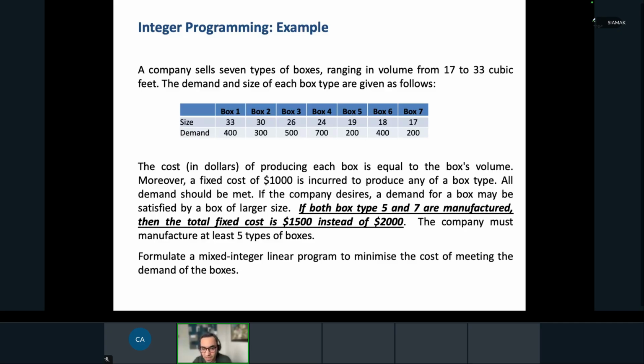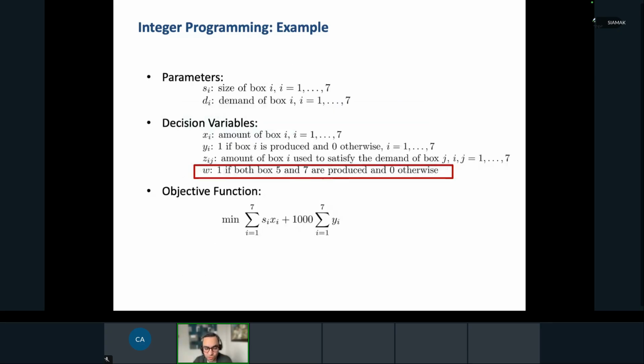That's why we introduce this new decision variable, W, and W is equal to 1 when both of them are produced. If both of these boxes are produced, essentially Y5 and Y7 are equal to 1, and the total cost becomes 1,000 plus 1,000, which is 2,000. So when W is equal to 1, I want to subtract this 500 from 2,000 to bring the cost down to 500.